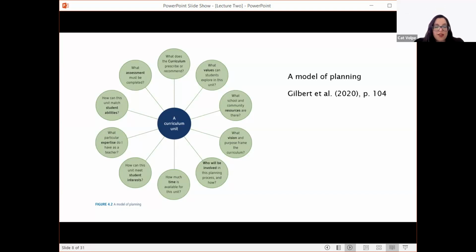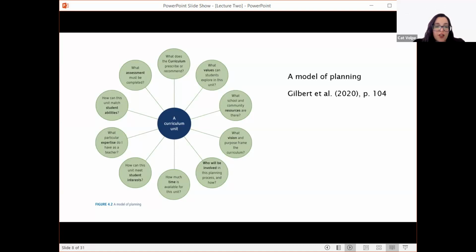So these are questions to be thinking about in planning. And the reason why we're talking about this is because, as we're thinking about inquiry learning, any learning sequence that you do in the classroom needs to fit within a unit of work. Okay, so a whole unit of work isn't just a sequence. You could have multiple sequences in a unit. So the first thing that you need to be thinking about is, what does the curriculum prescriber recommend? So this is where we're looking at the syllabuses, which you will be doing starting from next week. So what values can students explore in this unit? We will be thinking about that too in this unit. And those of you in 223, you'll be thinking about that in 324.